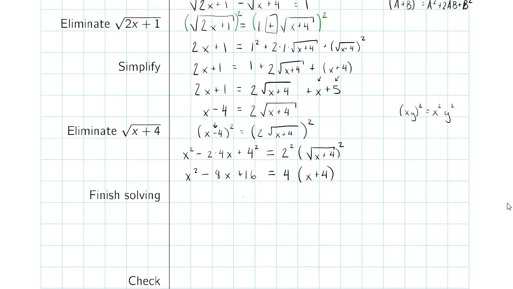I can finish solving. First, I'll multiply out on the right. X squared minus 8x plus 16 is 4x plus 16. Now, this is a polynomial equation. I want to get 0 on one side. I'll subtract 4x on both sides. So 8x minus 4x is negative 12x. 16 minus 16, that's 0.